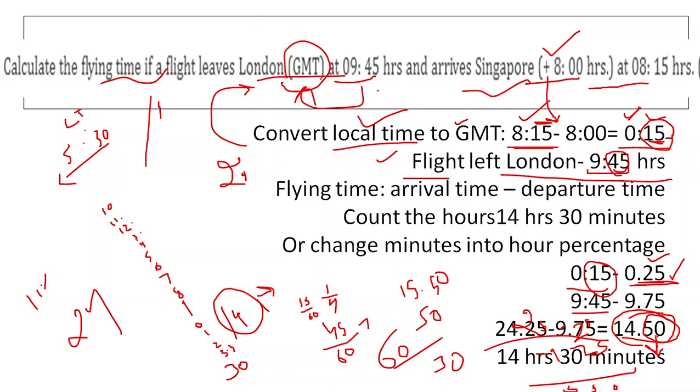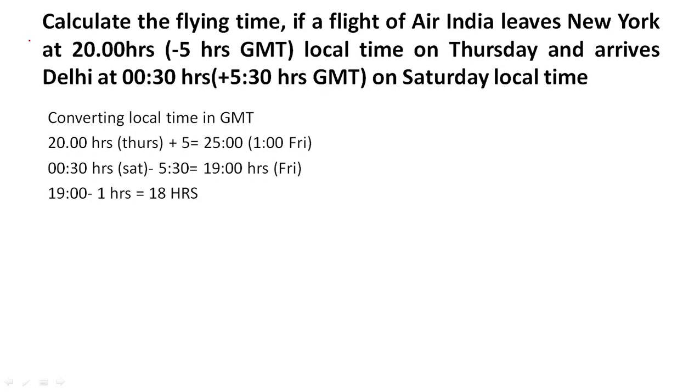Simple, just convert the local time into GMT and subtract the departure time from the arrival time, right? Because arrival time will be the later, it will be the greater. So let's have one more example. Air India's flight is leaving New York at 20 hours, because we consider a 24 hours clock, so it is 8 p.m. actually, and the time zone of New York is -5 GMT, local time on Thursday, and arrives in Delhi at 0 hours 30 minutes, 5:30 is the GMT, on Saturday local time.